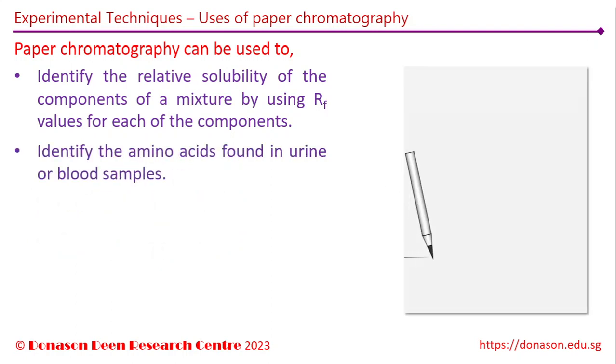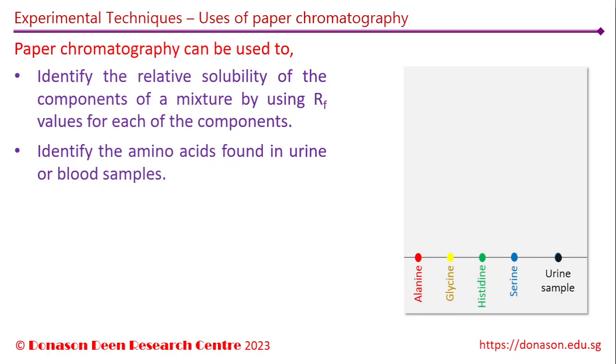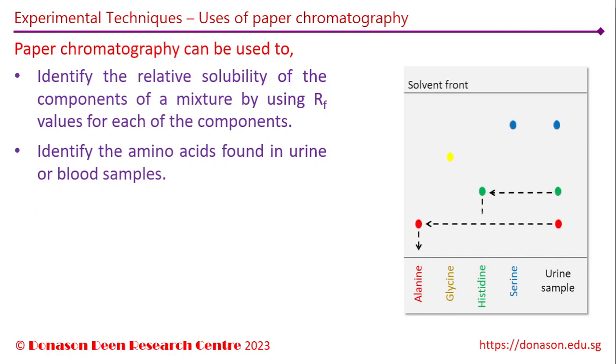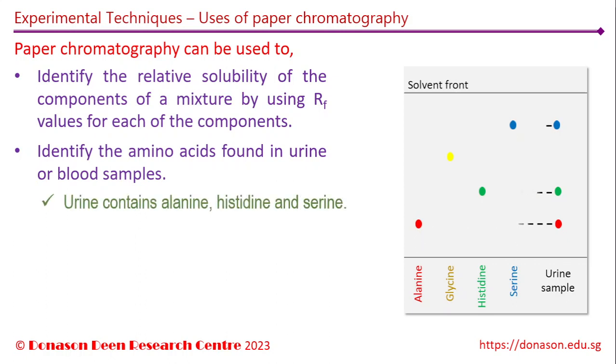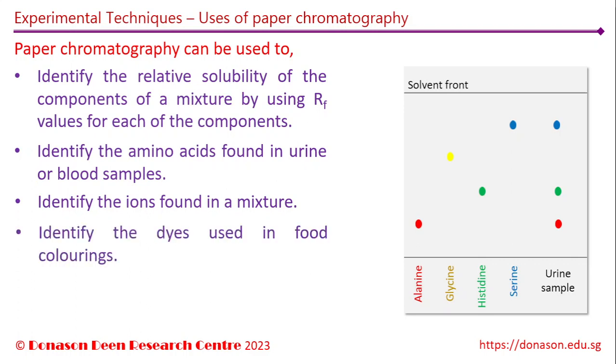The next use of chromatography is that it can be used to identify the amino acids found in urine or blood samples of patients. In this analysis of the urine specimen, we can see that the urine of the patient contains alanine, histidine, and serine. Apart from the above uses, we can also use chromatography to identify the ions present in a mixture or find out the different types of dyes used in food colorings. There are many such applications where chromatography can be used.